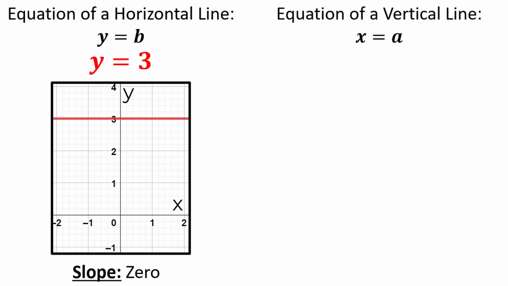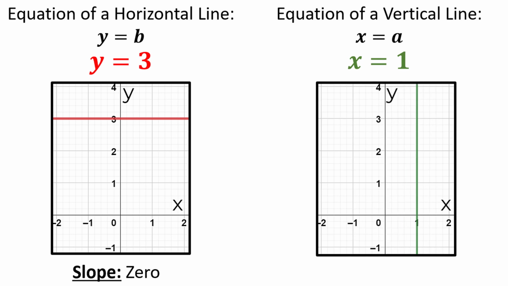The equation for a vertical line is always x equals a, where a is a constant. For example, the equation x equals 1 creates a vertical line at x equals 1. The equation tells us that x is equal to 1, but y is not specified. That means for every possible value for y, x must be equal to 1, which creates a vertical line.